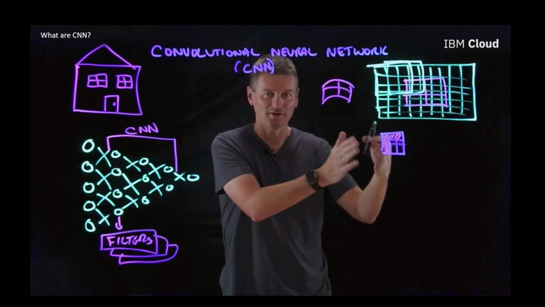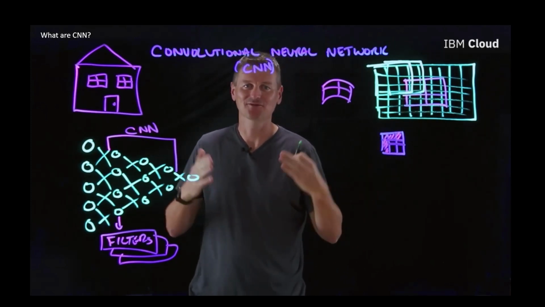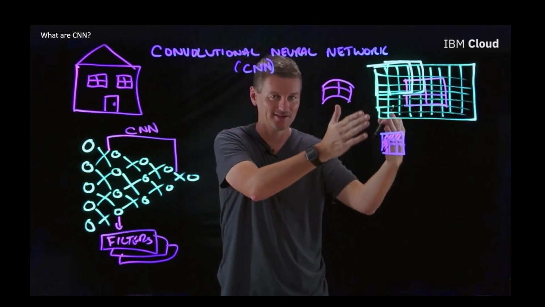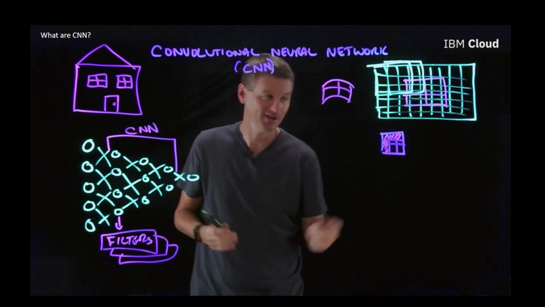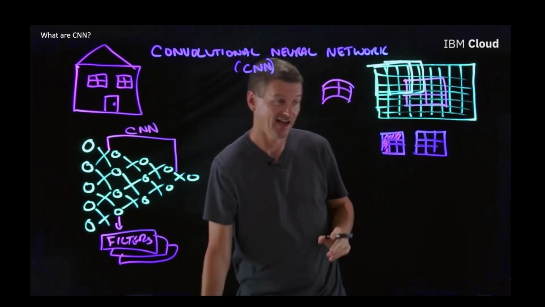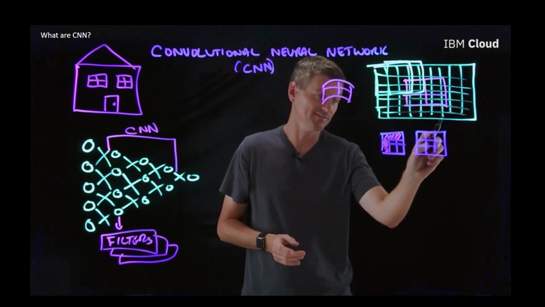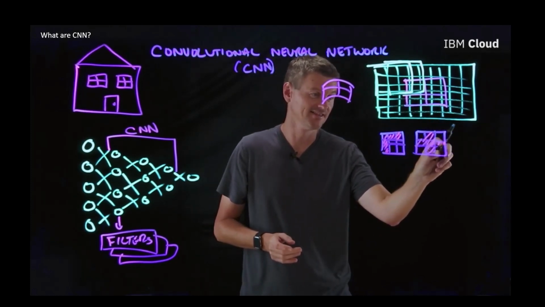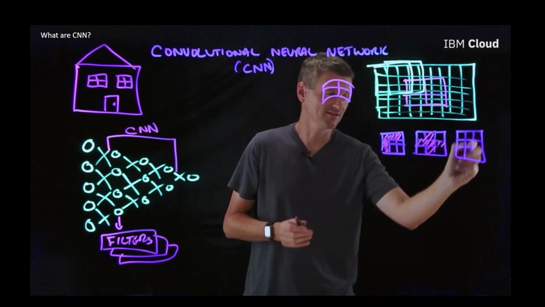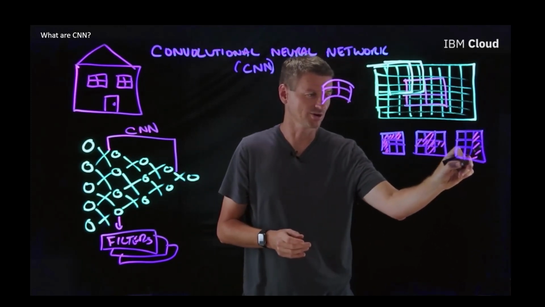Now that's just for one filter, but what that will give us is an array of numbers that say how closely an image matches our filter. But we can add more filters. So we could add another 3x3 filter here, and perhaps this one looks for a shape like this. And we could add a third filter here, and perhaps this looks for a different kind of right angle shape.